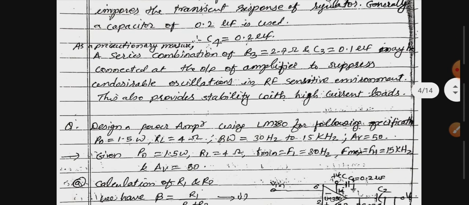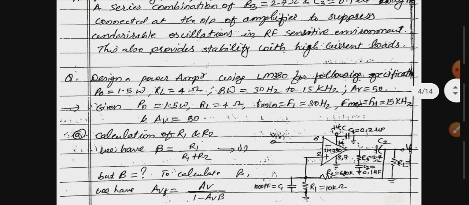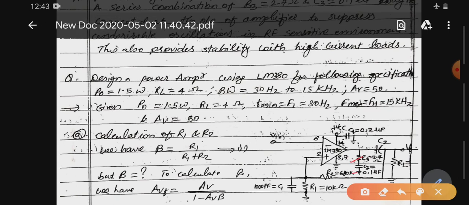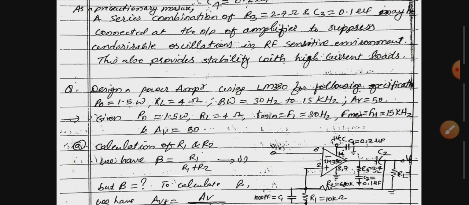Okay, then as a precautionary measure, a series combination of R3 and C3, where R3 is equal to 2.7 ohm and C3 is equal to 0.1 microfarad. These two, R3 and C3, having typical values 2.7 ohm and 0.1 microfarad, are used in the circuit to suppress undesirable, unwanted oscillations in an RF sensitive environment, and they also provide stability with high current loads. So these two components R3 and C3 are optional, which can be used in an RF sensitive environment.